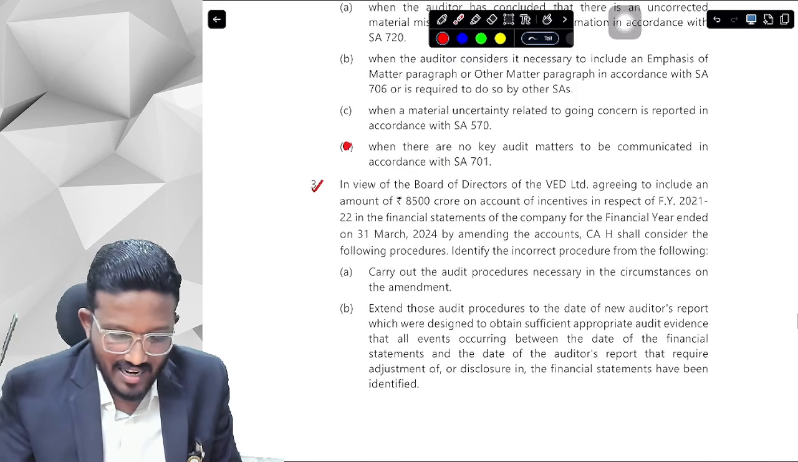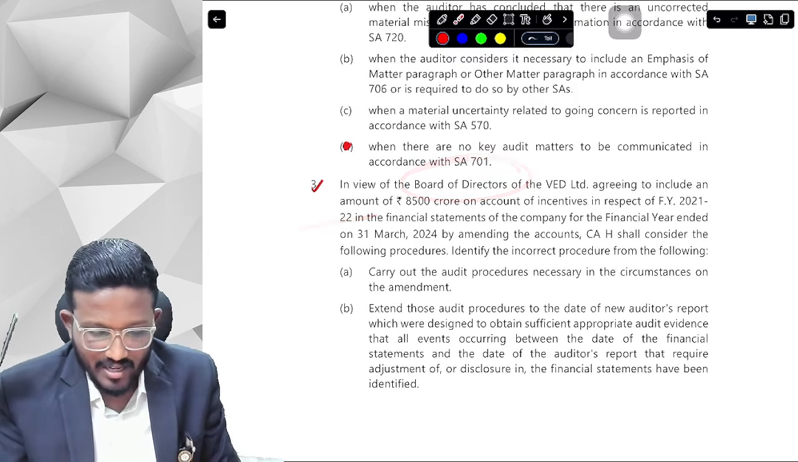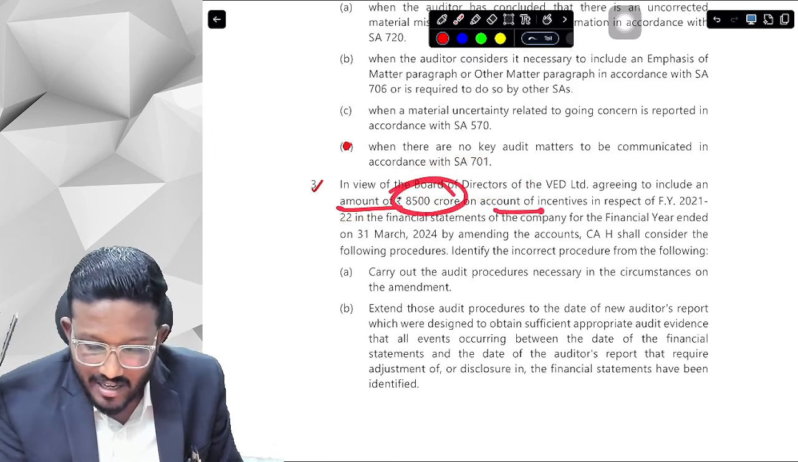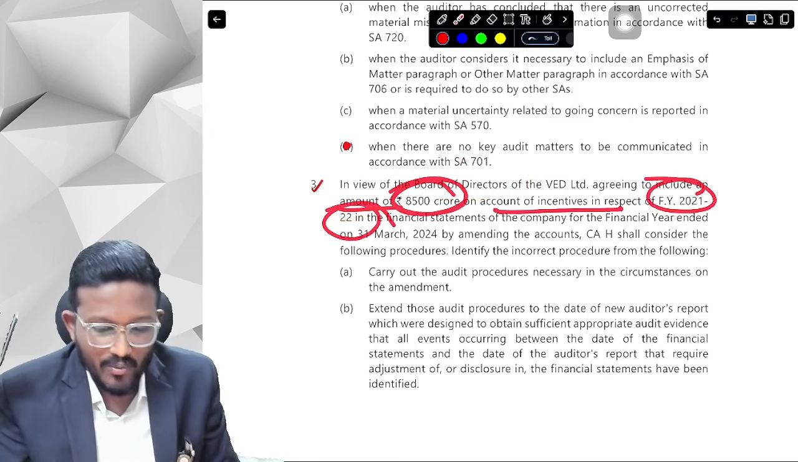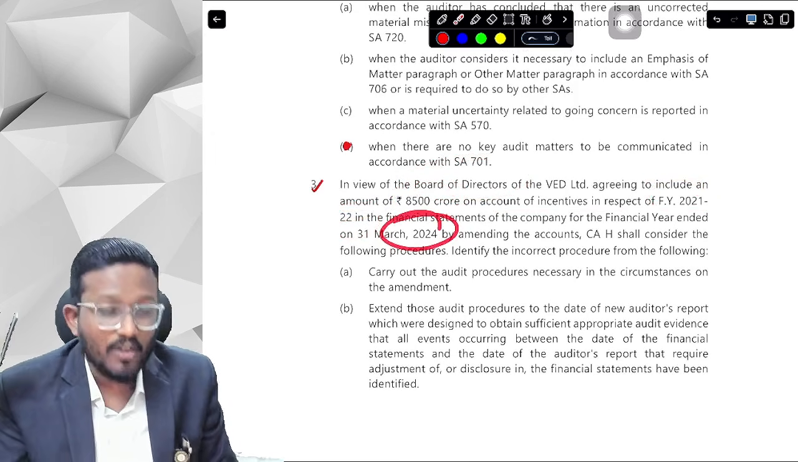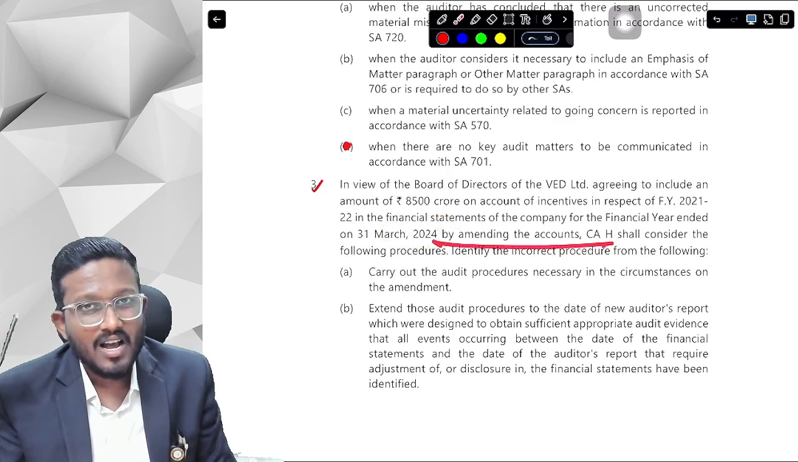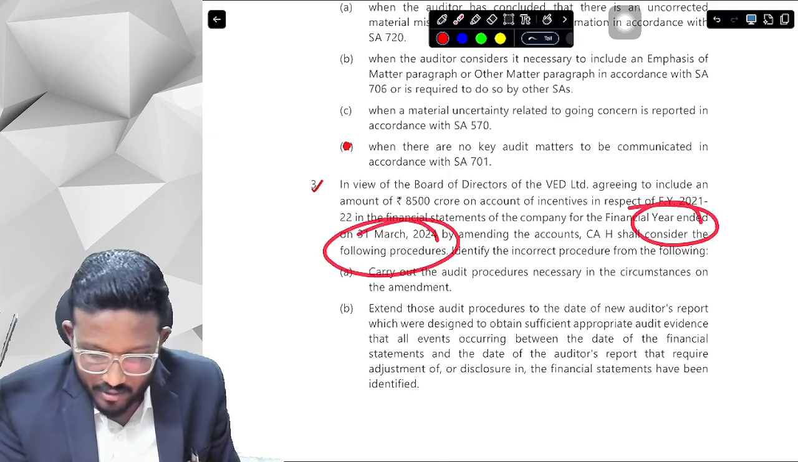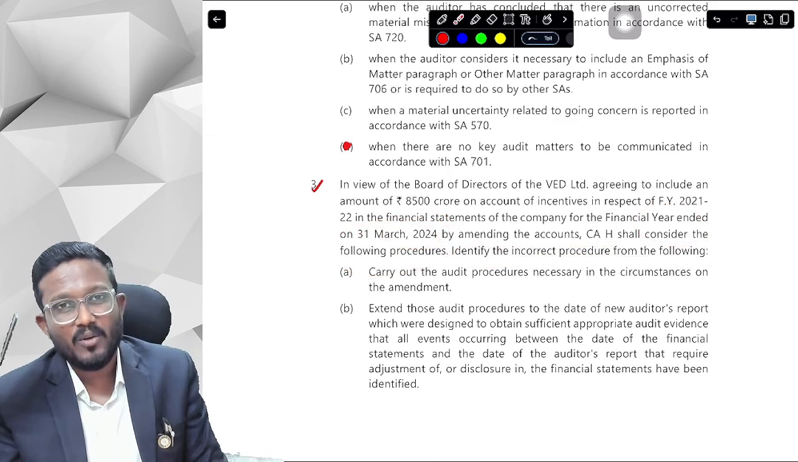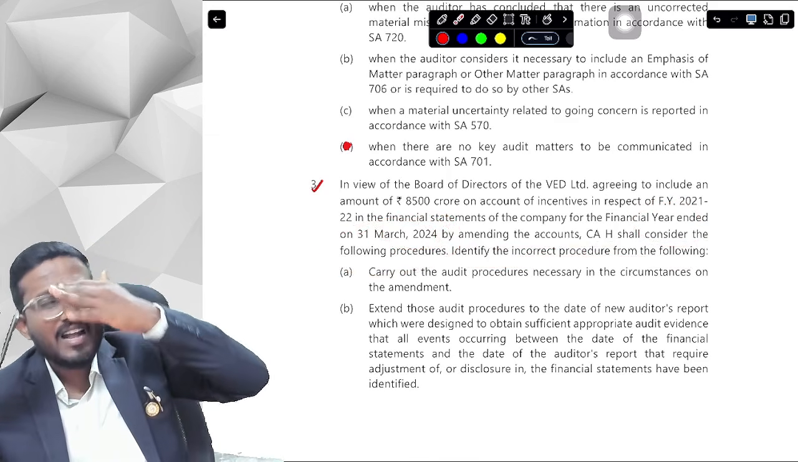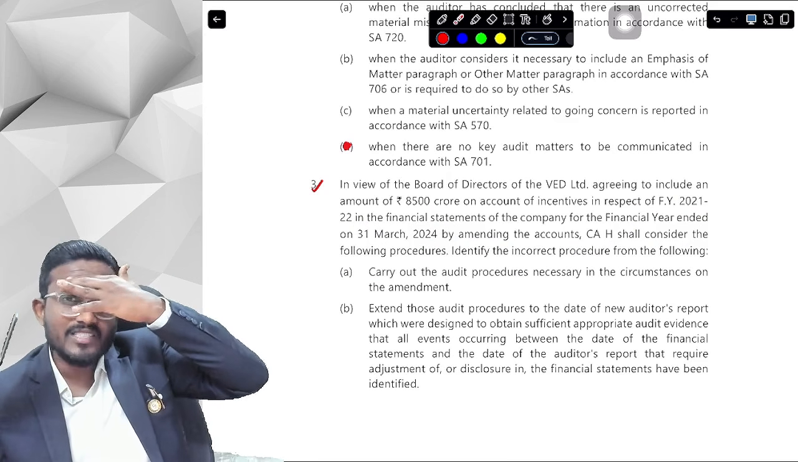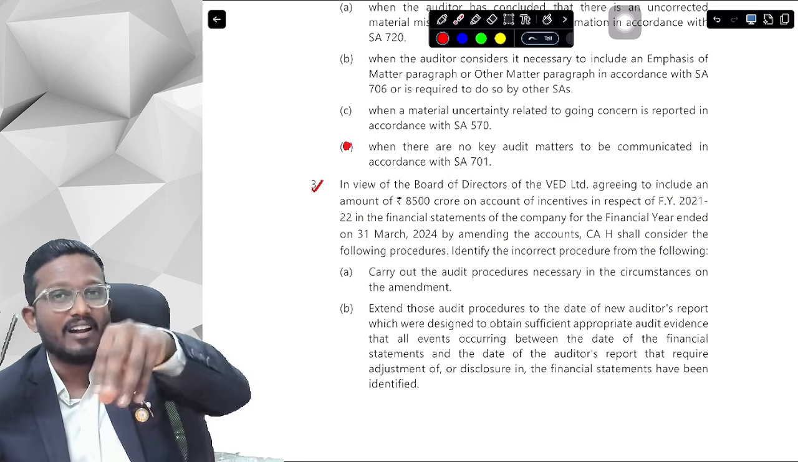Okay, yes sir. Next, the Board of Directors of Ved Limited have included 8,500 on account of incentives of financial year 21-22 in the financial statements of 23-24 by amending the accounts. Now, the auditor shall consider the following procedures; identify the incorrect procedure from the following. So basically, there was a subsequent event, and now the entity has amended the financial statements to include that incentive in the current year financial statements.